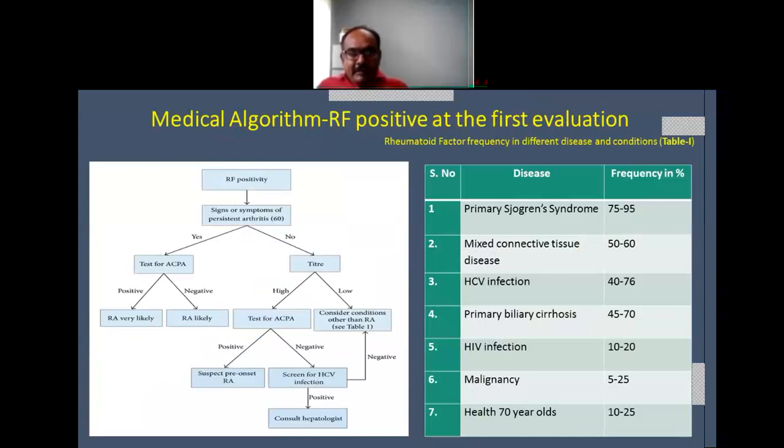And this medical algorithm is also very useful for RF positivity. The patient comes with RF positivity, so he is having signs and symptoms of persistent arthritis. Then you are supposed to order anti-CCP, anti-cyclic citrullinated peptide. If anti-CCP is positive, RA is very likely. If anti-CCP is negative, RA is likely. We cannot rule out RA.